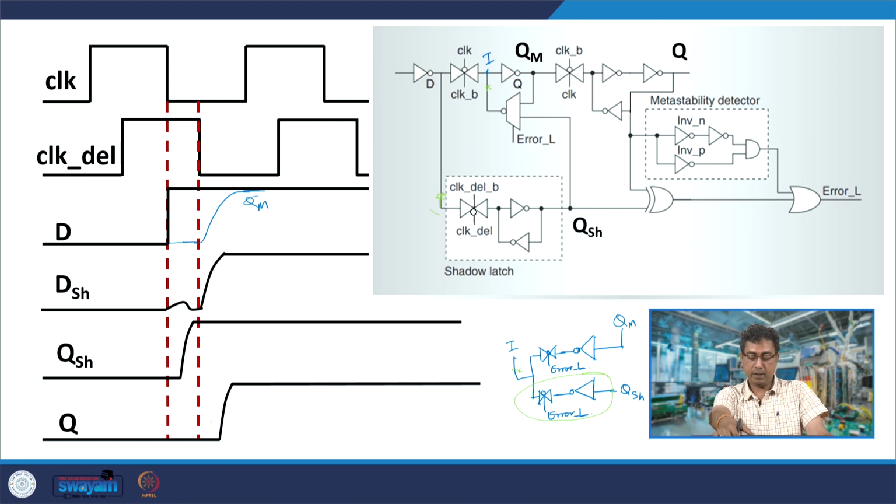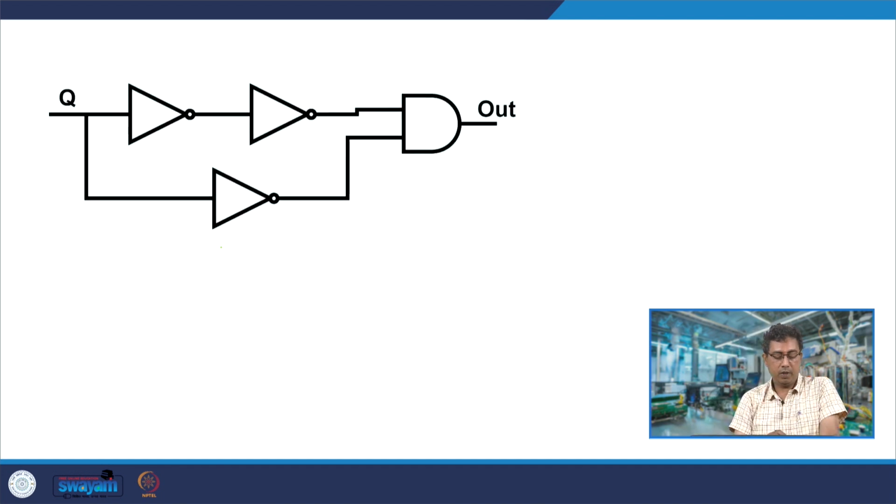So, now let us discuss the metastability detector. How does this metastability detector work? So, let us call this inverter 1, let us call this inverter 2, inverter 3, and this node as N1, N2 and N3.